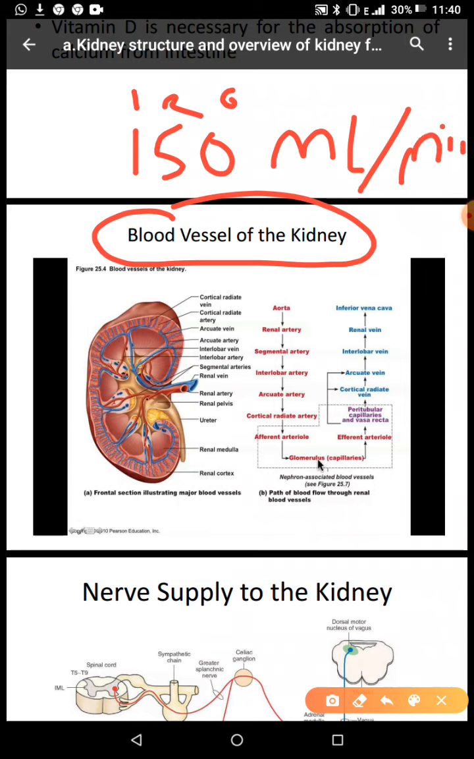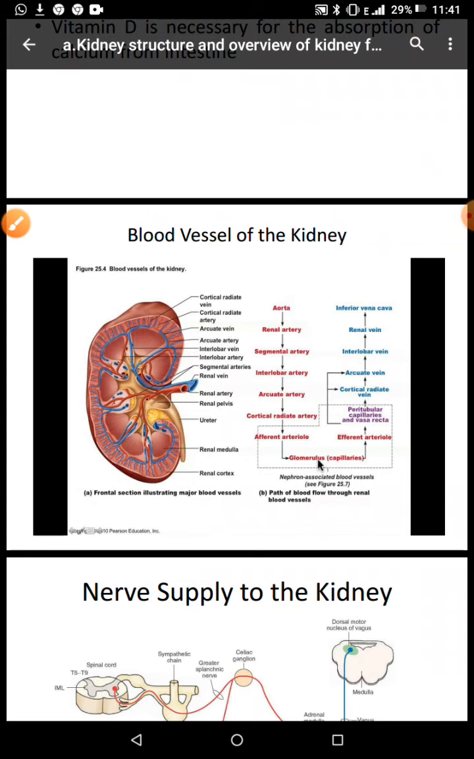Okay. It's just important to know that there's also about 1,200 mils of blood flowing to each kidney, which is 20 to 25% of the cardiac output. It goes to the kidneys. And then there is also 660 mils per minute of plasma, which is presented to the kidneys. Okay. Now, it is just important to know this blood supply.